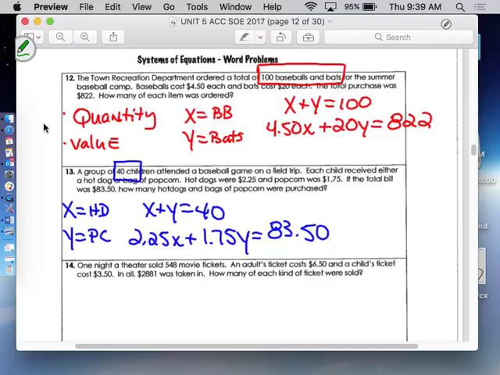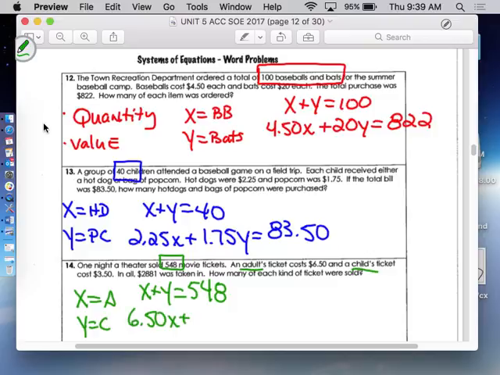Let me set up one more on the video. Now I'm at a theater, so 548 tickets were sold. I have two types of tickets: adult tickets and child tickets. So I will let X be the adult, Y would be the child. The number of tickets sold, my quantity, is 548. And then how much money did I spend, the value attached to that? So I would have 6.5X, and then the child ticket was $3.50, and then the total amount of money spent, $2,881.